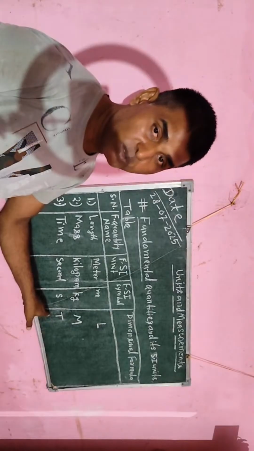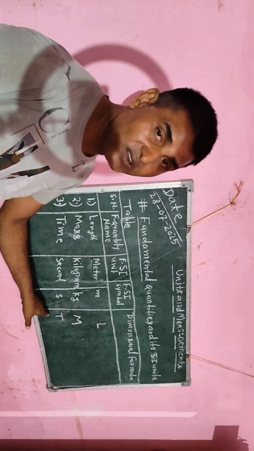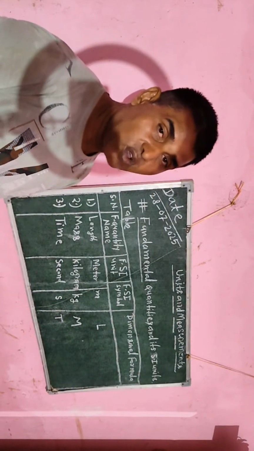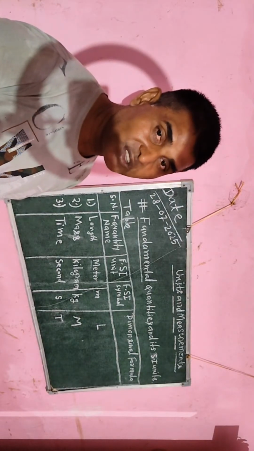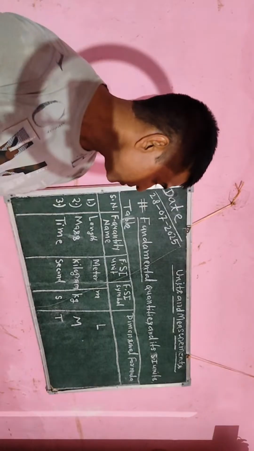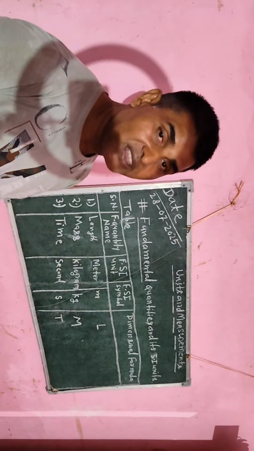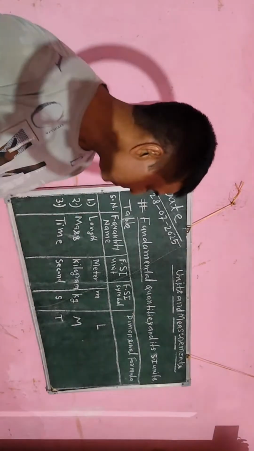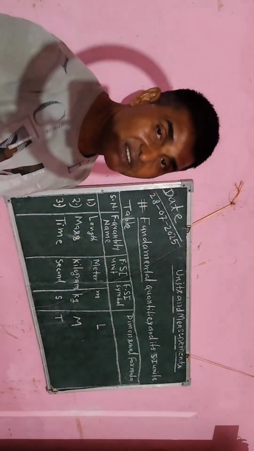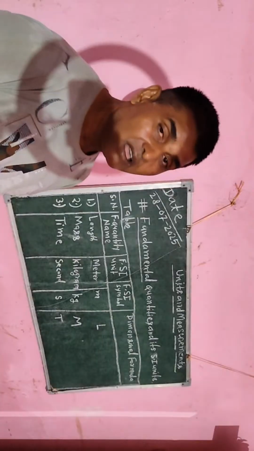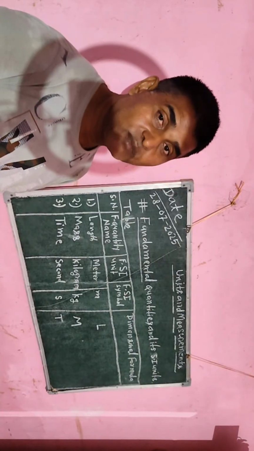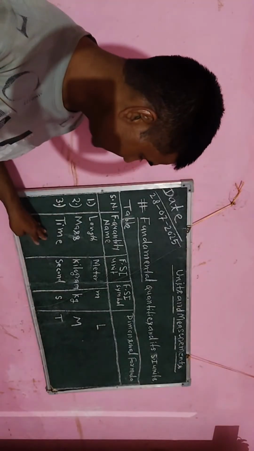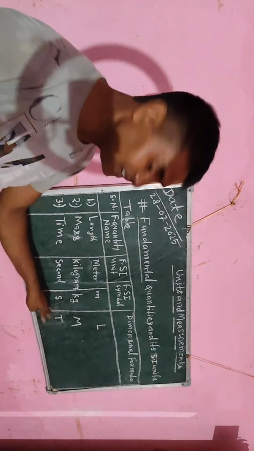So we have to remember it, because if I know the fundamental quantities, SI units, and also the dimensions, then if any derived quantity is given, with the help of these seven fundamental quantities we can write the dimensional formula of any derived quantity. Each and every student has to remember it clearly.